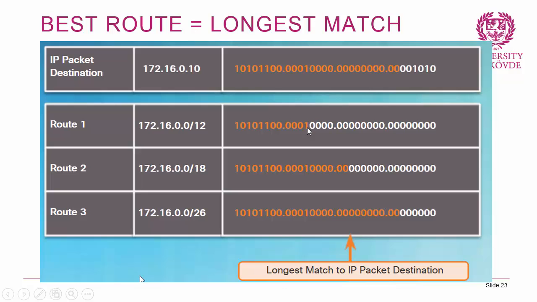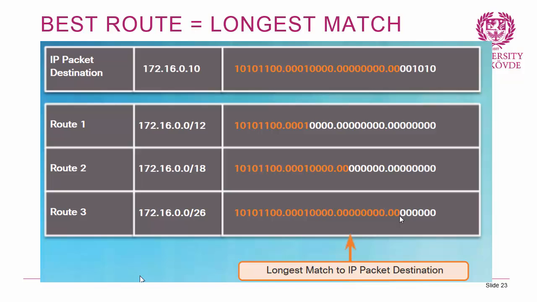Then we have another route, a /18 route. That means it will be a match that is 18 bits long, because it's still matching the full network address, but the network address is only 18 bits long, so it can only match 18 bits. Then we have a third route, to a /26 network, meaning that the network address is 26 bits long, and it also matches. So that's going to be the longest match, and therefore the best match.